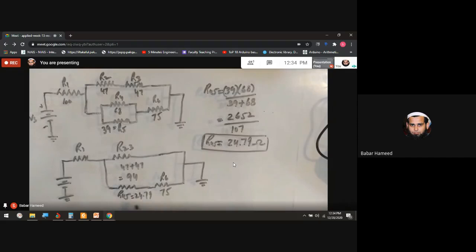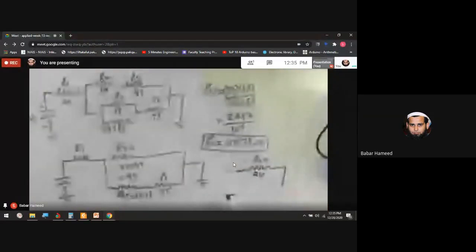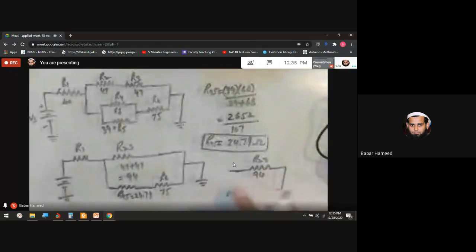So R456 will be equal to R23 is 94 and R456 will be equal to 75 plus 24.79, which will be equal to 99.79.